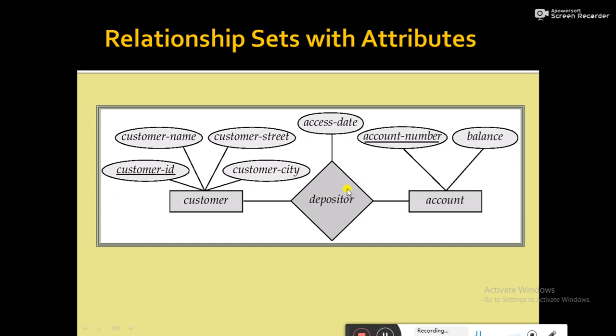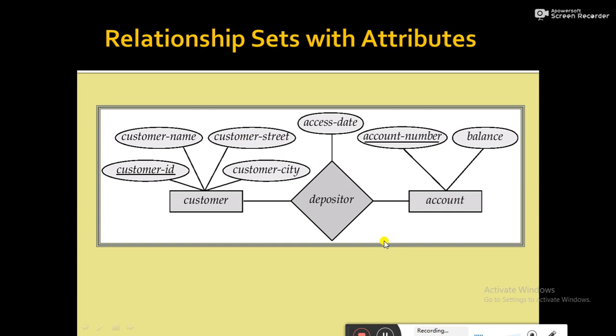Then the next topic: as we know, we can add attributes to the entity set. Customer has multiple attributes: customer ID, customer name, customer state, customer city, and they are represented with ellipses. As well, we can add attributes to the account records, account number and balance. This is the normal thing.